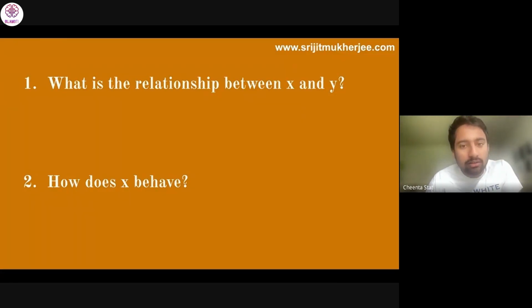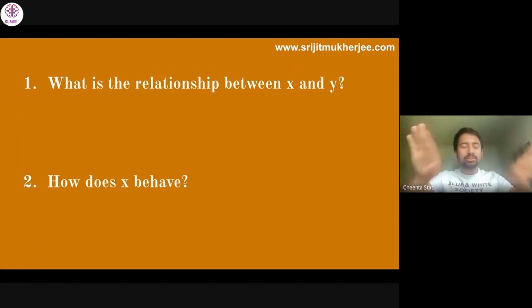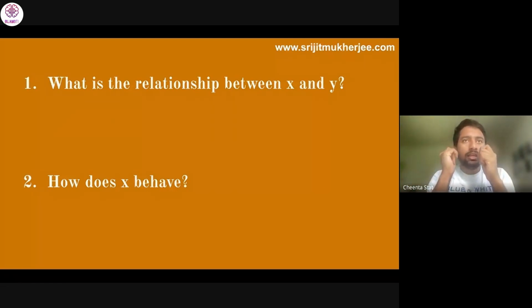If you have a data set that you can segregate into two variables, you can ask two questions. What is the relationship between two variables or a group of two variables? That is one kind of question.